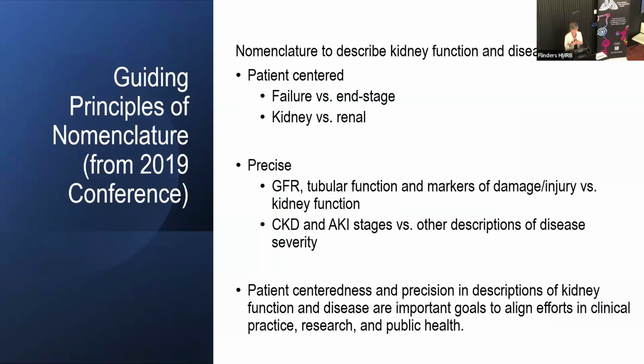So the precision is around, the kidney has lots of functions, not just filtering things. And yet we use GFR interchangeably with kidney function. That's not actually correct. And there are different ways that we describe things like chronic kidney disease and acute kidney injury and all their stages. But if we actually improve our patient-centeredness and precision in the way we describe things, then it might actually be much helpful to align all of our goals.